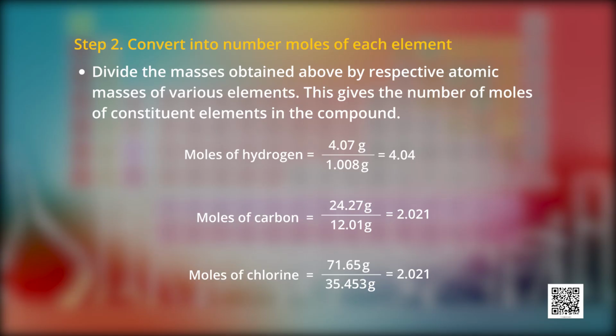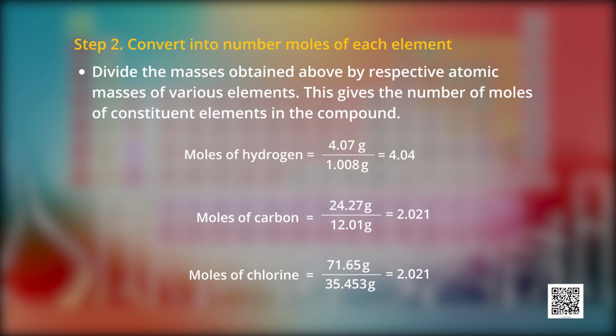In the second step, we will convert it into the number of moles of each element. Divide the masses obtained by the respective atomic masses of various elements. This gives the number of moles of constituent elements in the compound. Now, we will calculate the number of moles of hydrogen, carbon and chlorine.